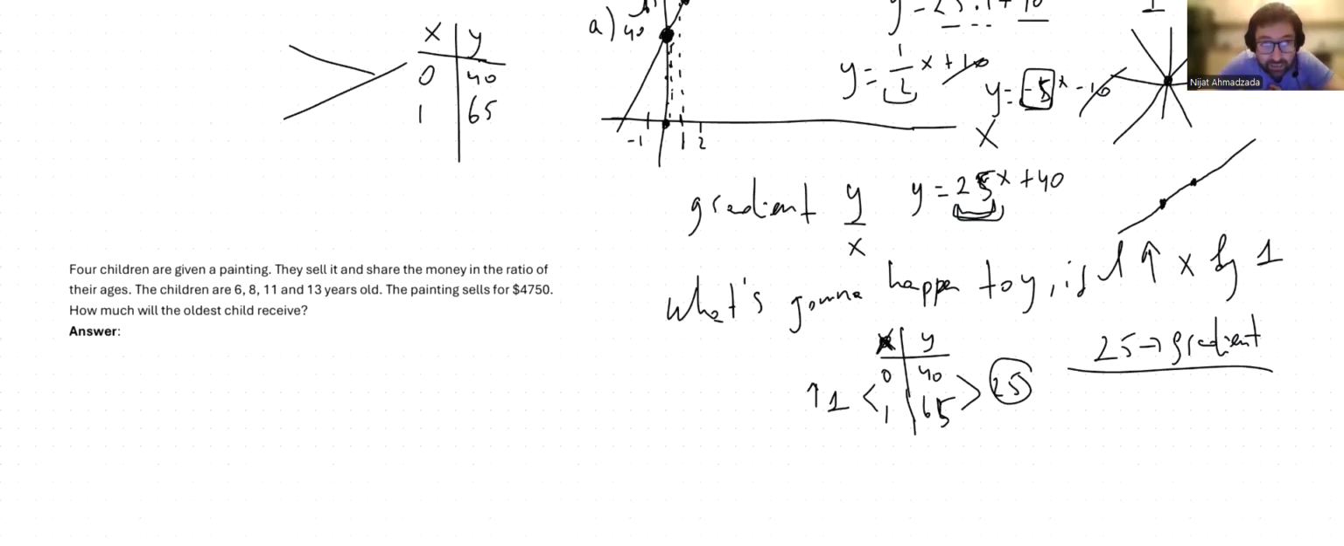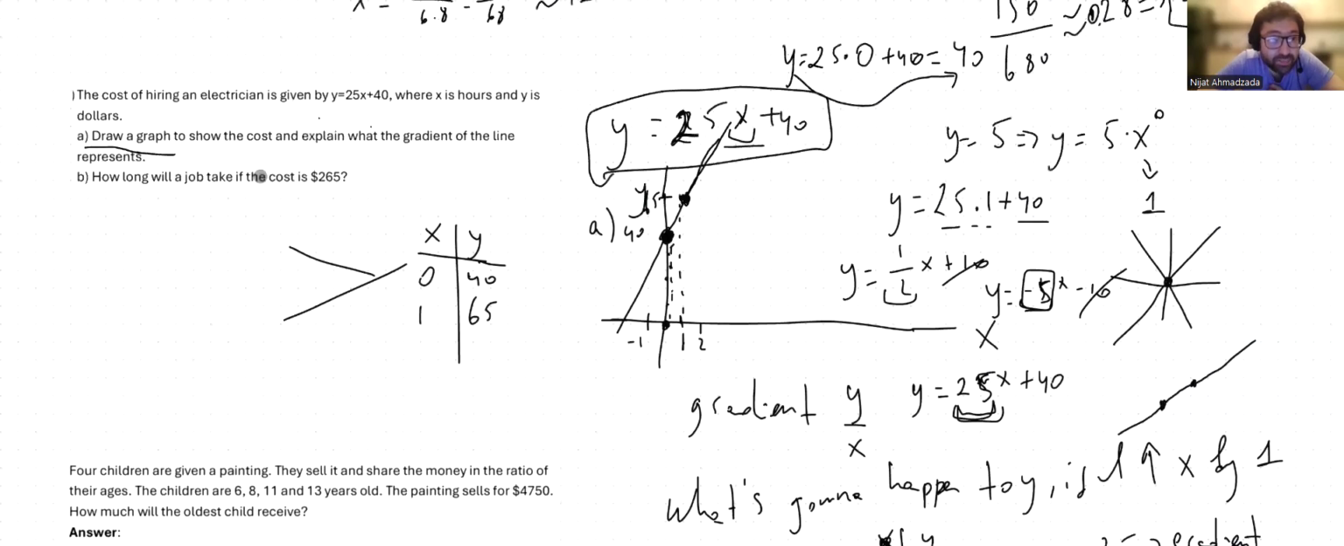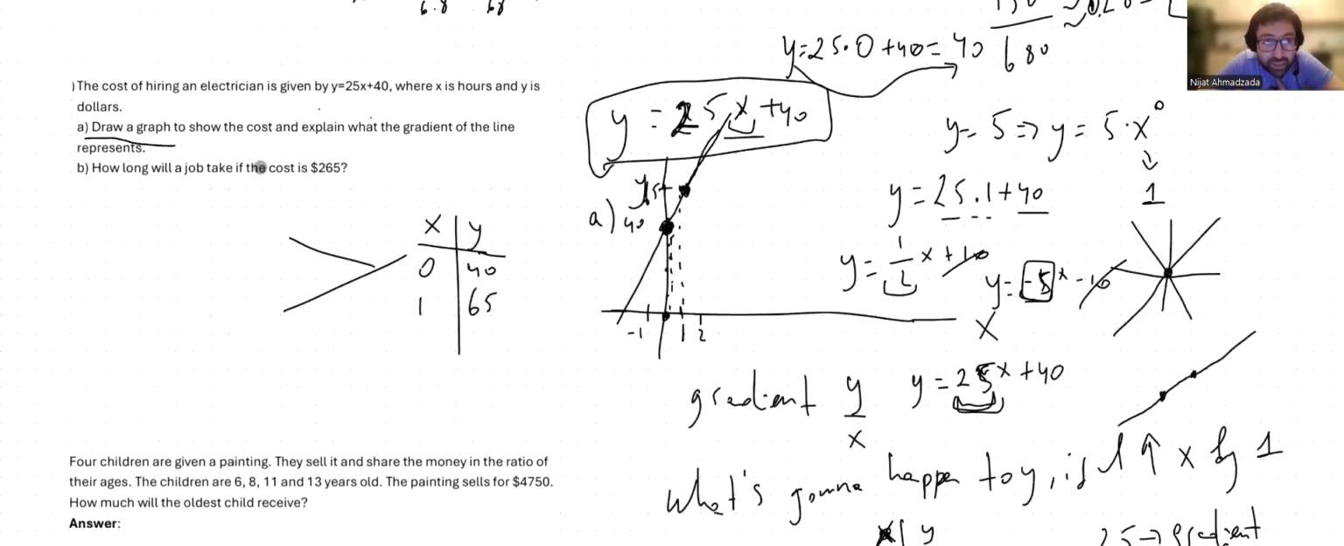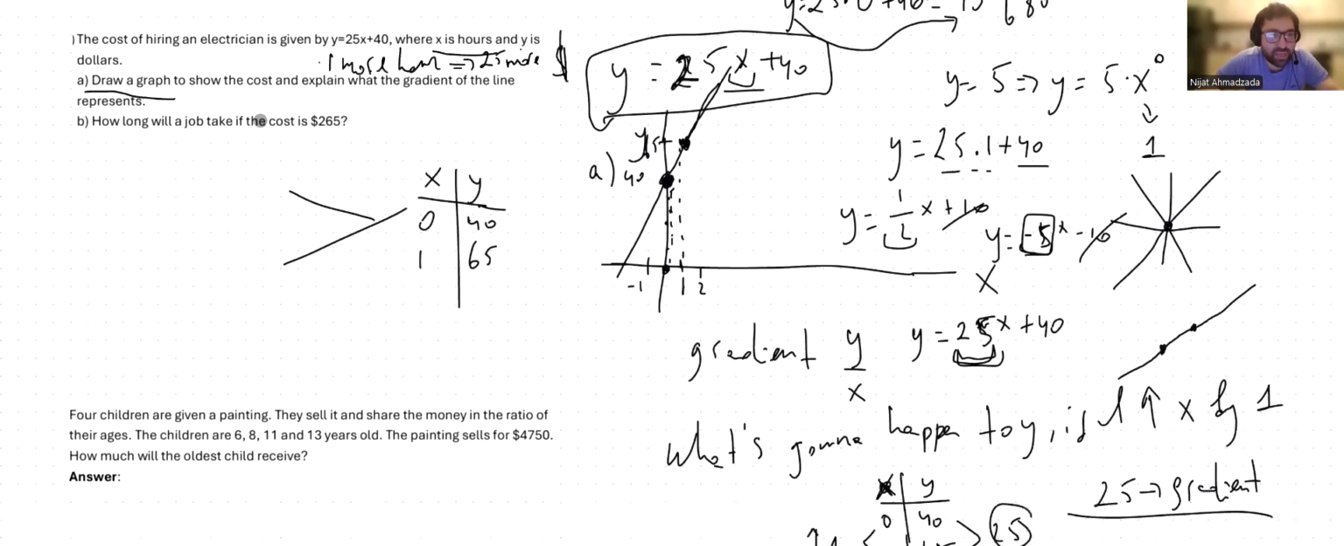So in this specific question, the gradient of the line explains that if the electrician works, because x is hours, right? Electrician works 1 more hour, the price will increase by $25, okay? 1 more hour gives 25 more dollars. That's it.